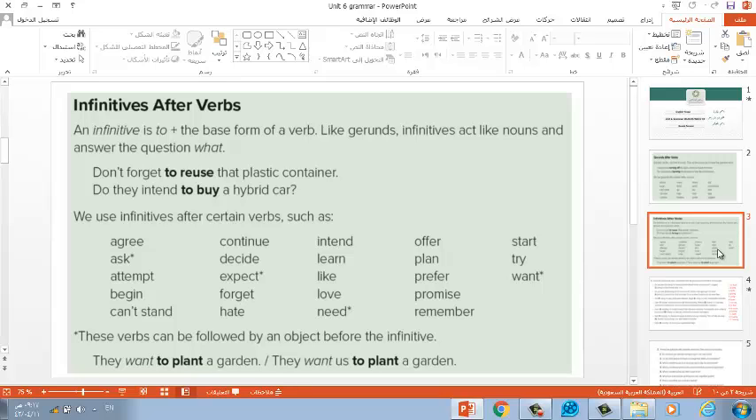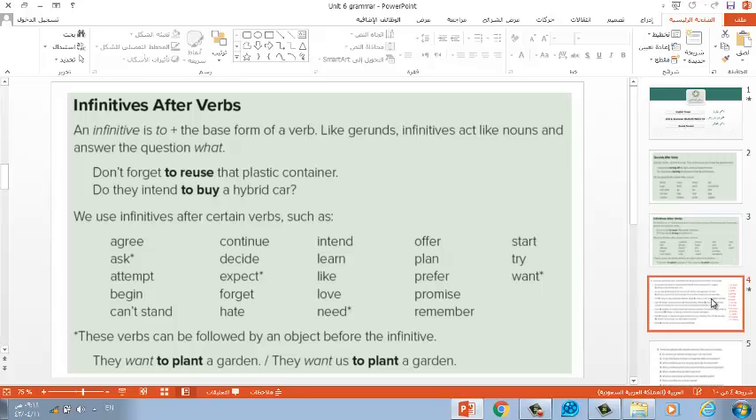Now these verbs, the starred ones, can be followed by an object before the infinitive. Like, they want to plant a garden, or they want us to plant a garden. They want us. Us here is an object. They asked him to clean the garage. Him is an object and to clean is the infinitive.